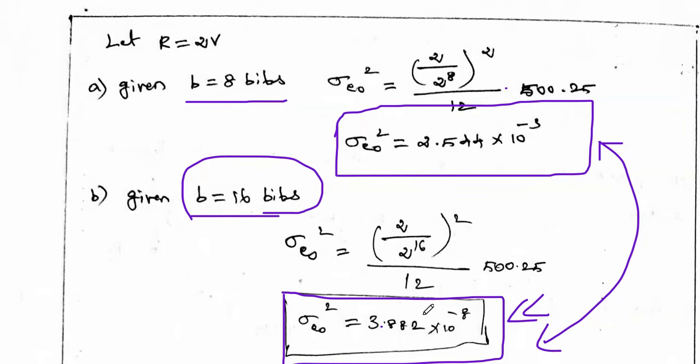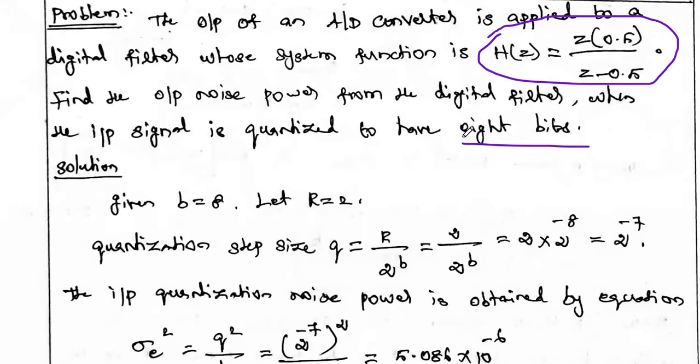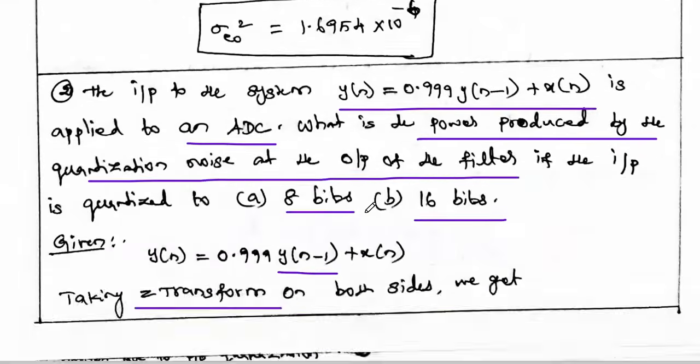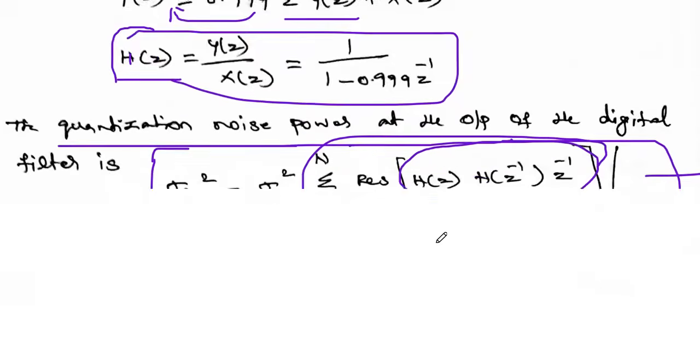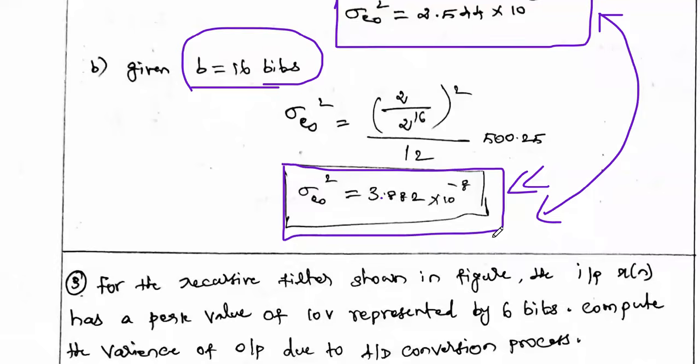So this is the second type of problem. In the first problem, in the previous video, we solved one quantization noise power problem, in which H of z, the transfer function of the digital filter, was directly given, and we discussed how to calculate the output quantization noise power for 8 bit quantization. In this problem, instead of H of z, the system difference equation is given, and for two different quantization levels we calculated the output quantization noise power. This is a very important university problem.